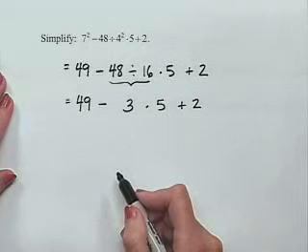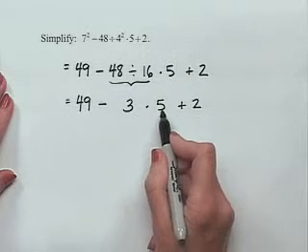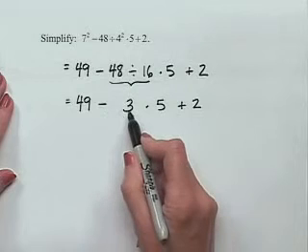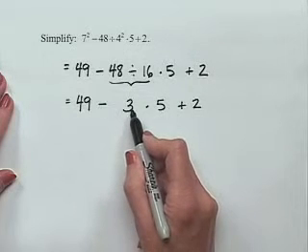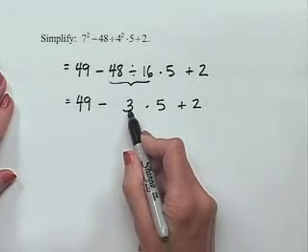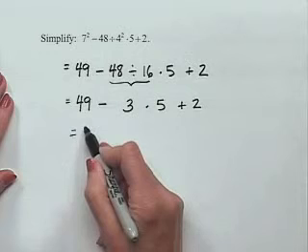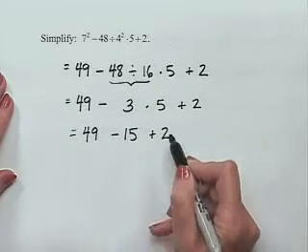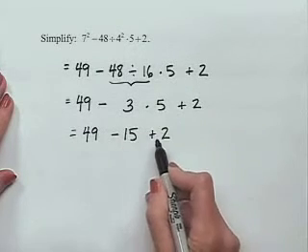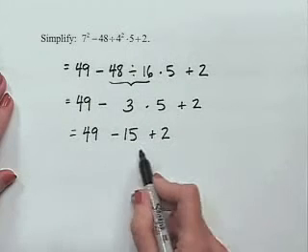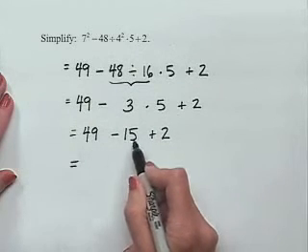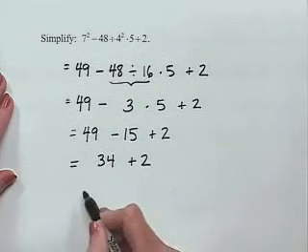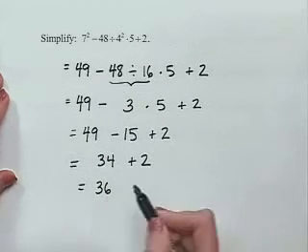By order of operations, we know to do the multiplication prior to doing either of the other two operations. Now notice here that we're going to pick up this number as being a positive 3. That's going to be 3 times 5 to give us 49 minus 15 plus 2. And finally, we have a subtraction and an addition. We can do those in order from left to right. 49 minus 15 is going to give us 34. And now we add 2 to give us our final result of 36.